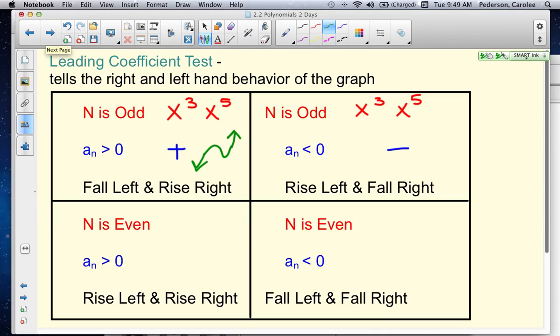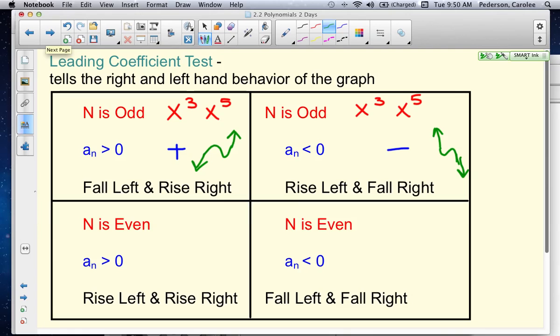So now this one, where our degree is odd and our leading coefficient is negative, we are going to rise on the left and fall on the right. And then something happens in between there. So rise on the left, fall on the right, and then something happens in between there. So I'm just going to connect them. That's the top two boxes.